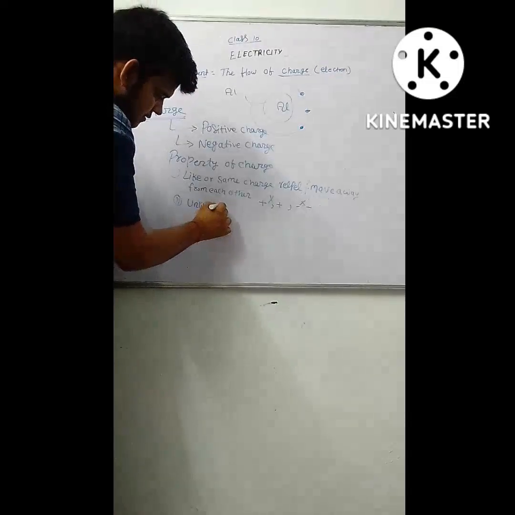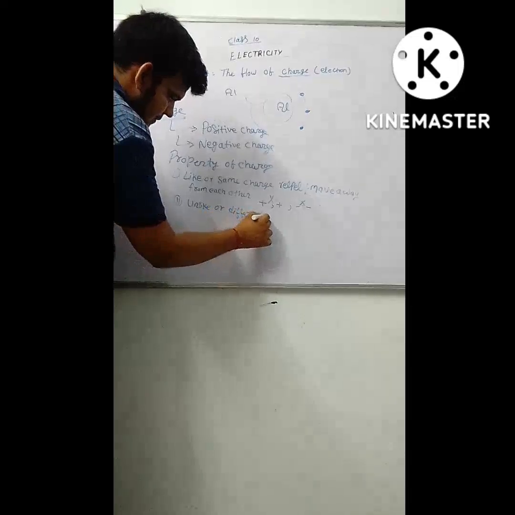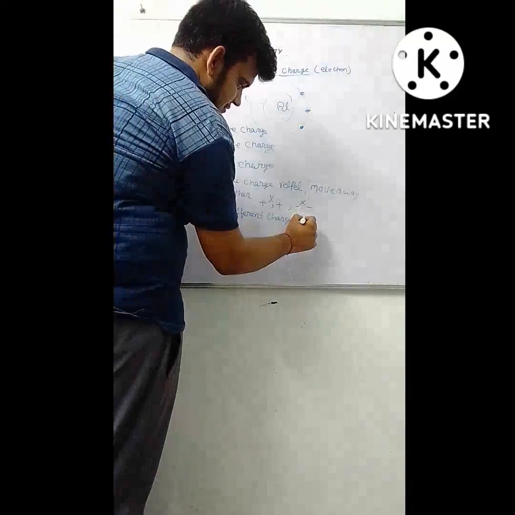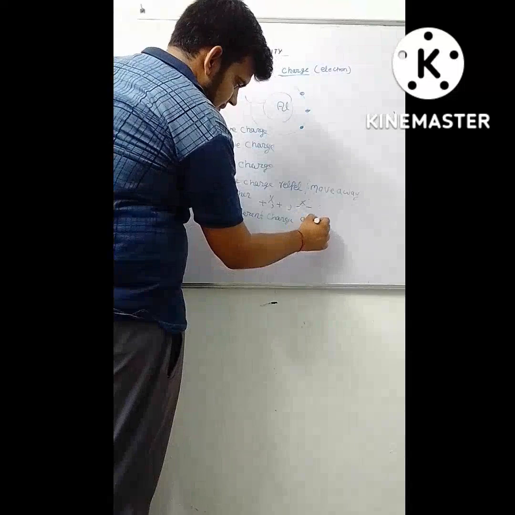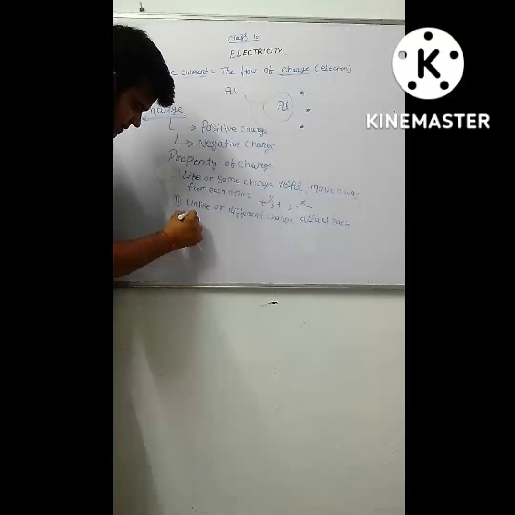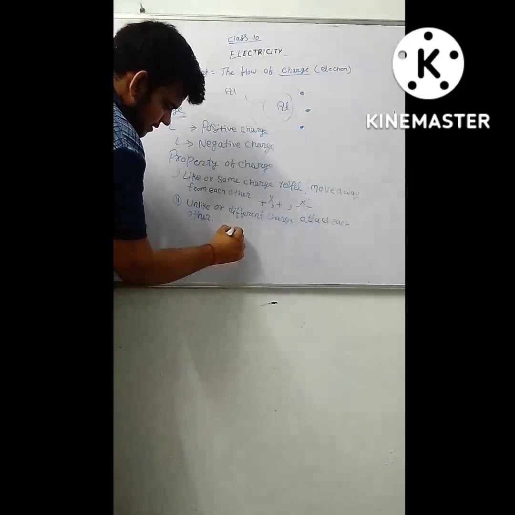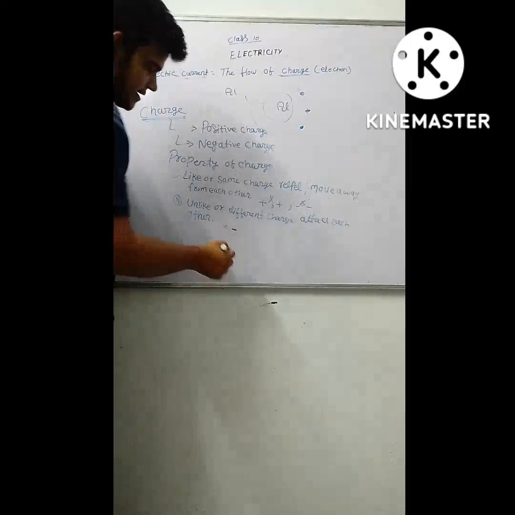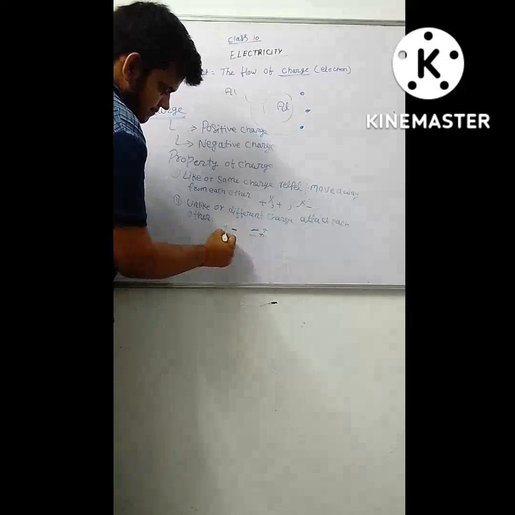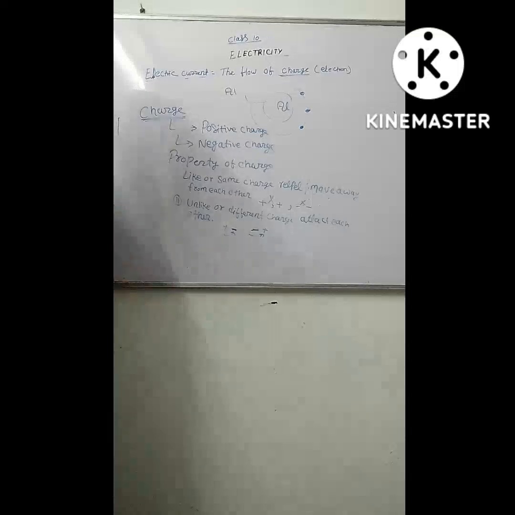Another property, the second property, is that unlike or different charges attract each other. Like positive always moves towards negative, and negative also always moves towards positive. So this is our property of charges and electric current.